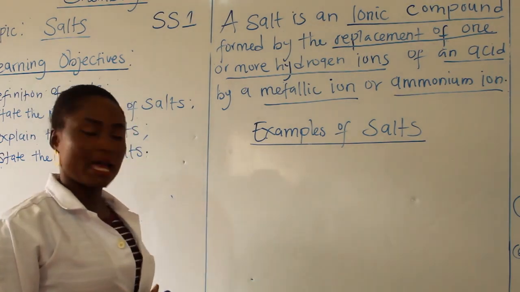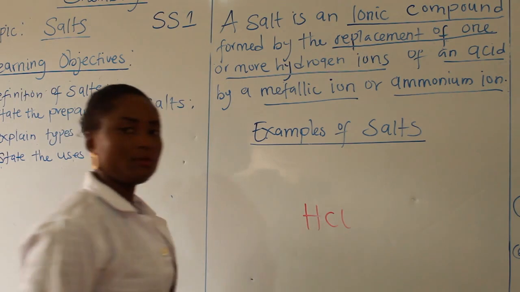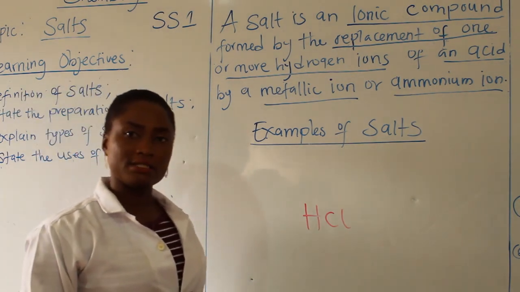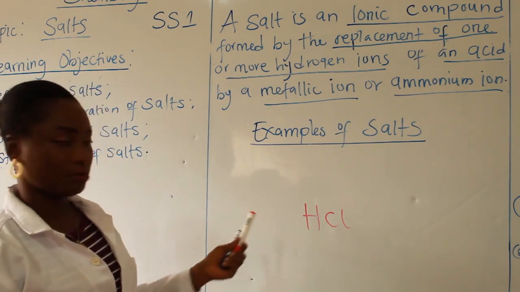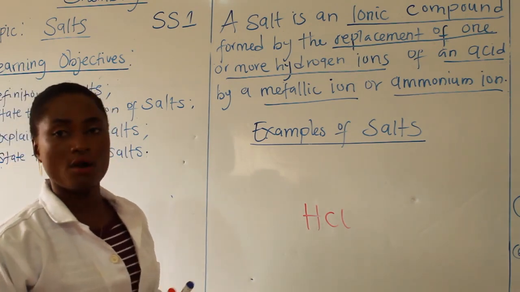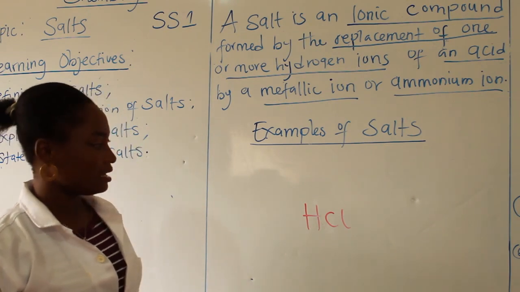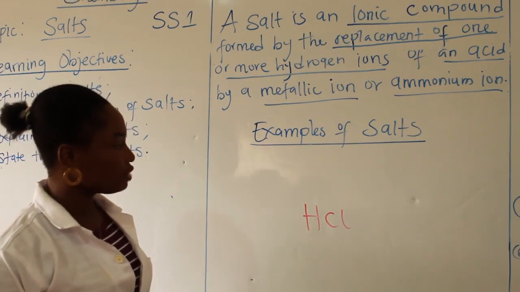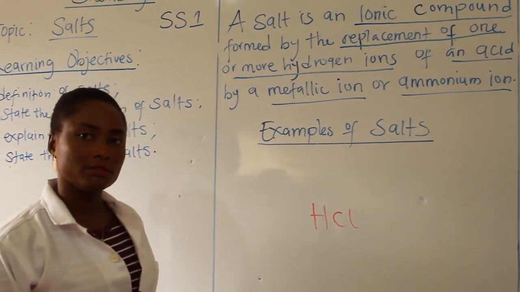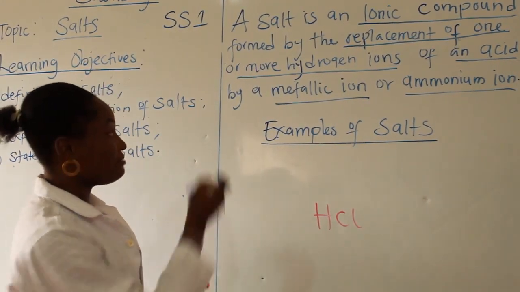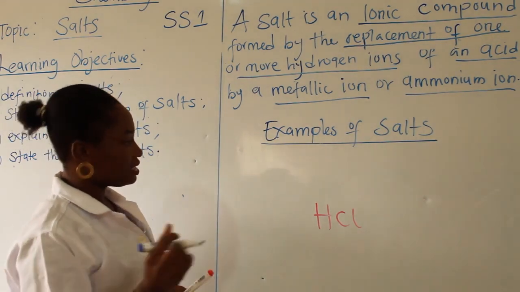Now, an example of an acid is HCl, hydrochloric acid. Of course, you know the name. I've already taught you hydrochloric acid and other types of acid. So this is an example of an acid. Now, what do you do here? You change the hydrogen ion in this compound by a metallic ion. So we're going to start with changing it by a metallic ion.